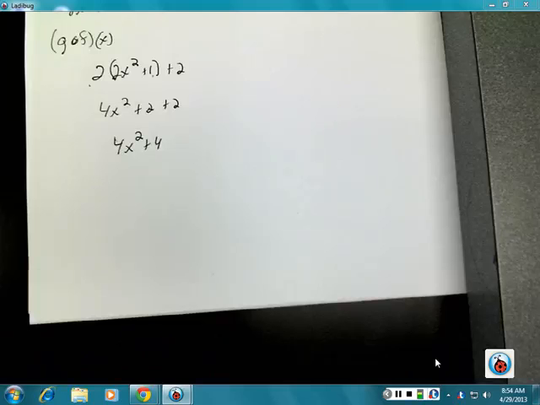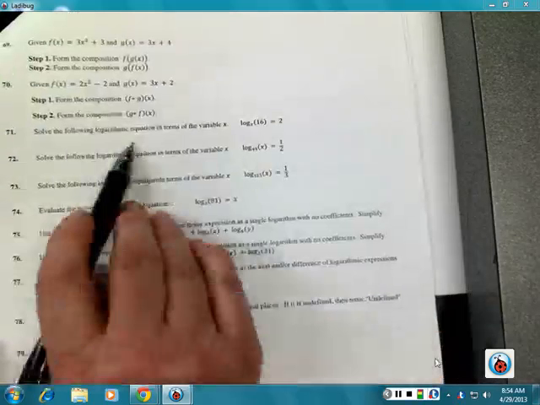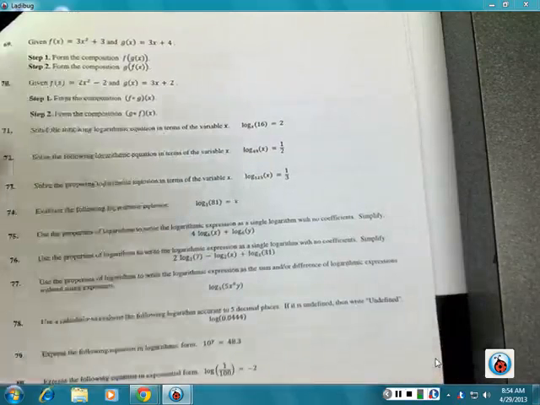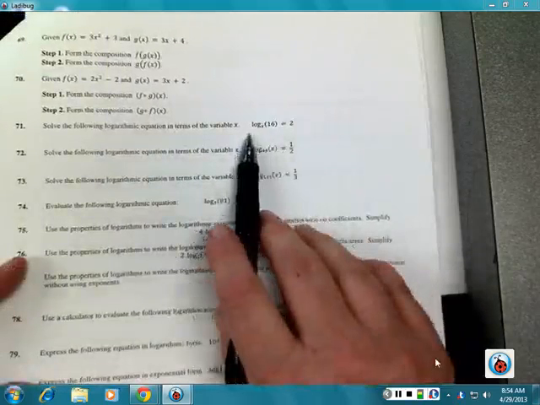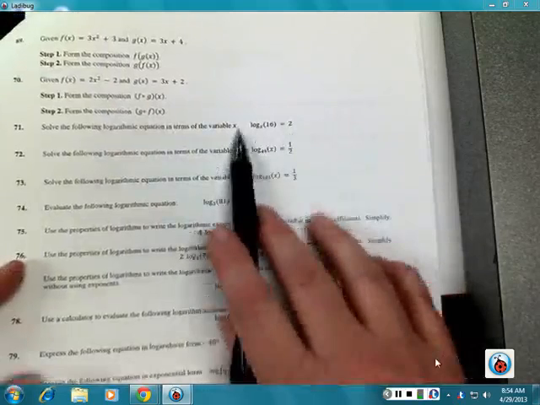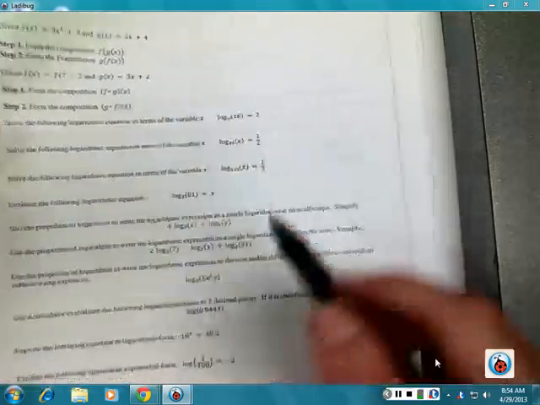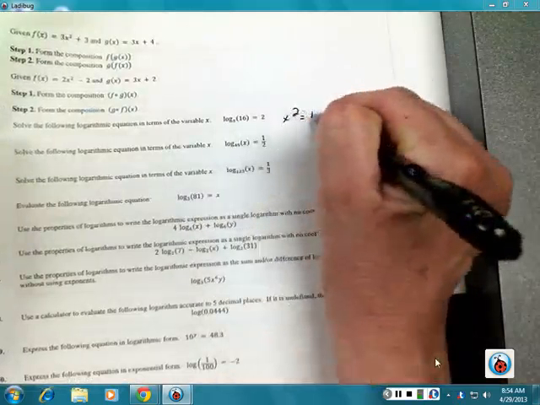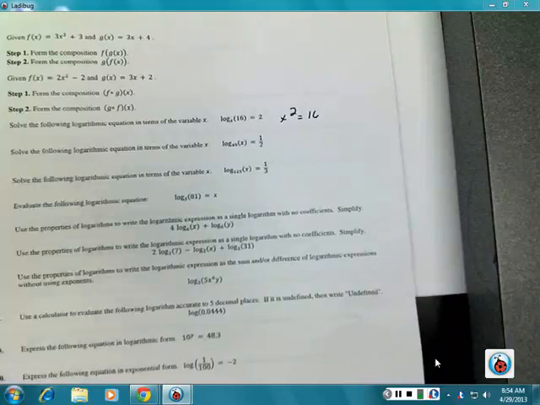71 says to write the following logarithmic equation in terms of variable x. So what do I have? If I turn this one around, basically it's asking me to put it back into exponential format. If I do that, remember, it's x to the second power is equal to 16.